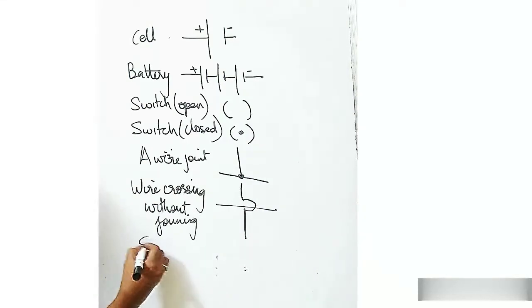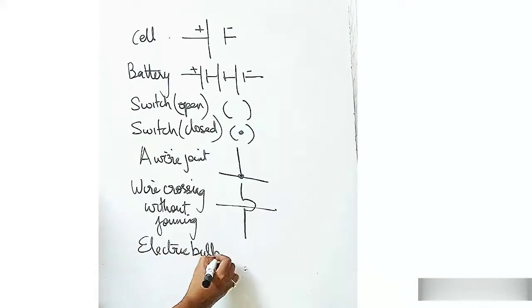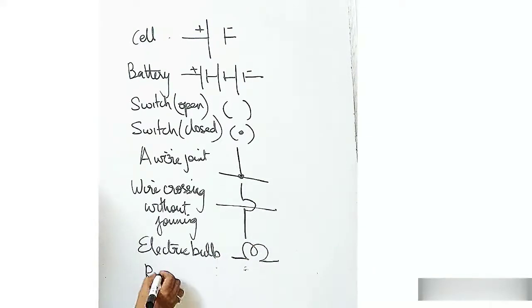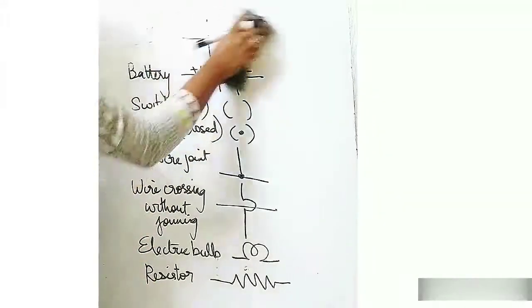Now the electric bulb is denoted like this. And the resistor, first note it down, students. Most of the terms you will not know about yet, further in the chapter we will study. The resistor is denoted like this. It means it is a resistor. So till now you understood. Now we will see another symbol.